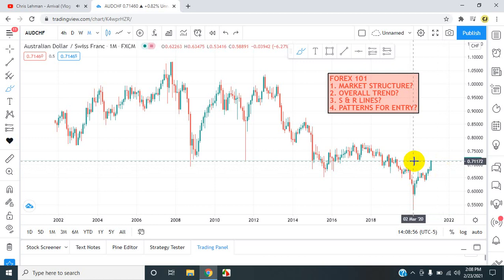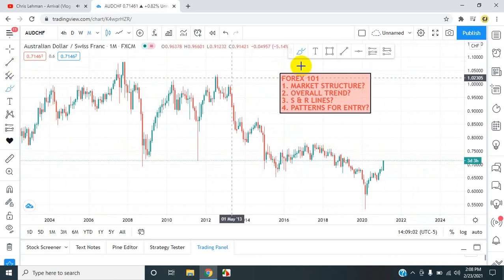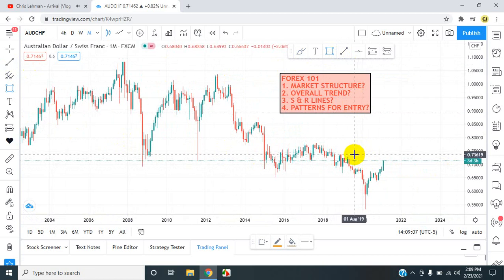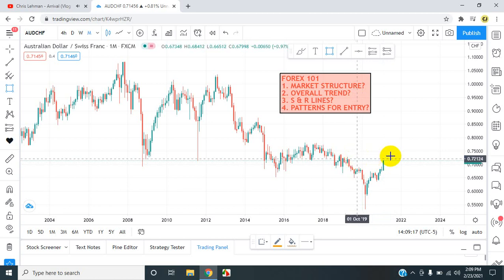Number two, we are identifying the overall trend. So what we're going to do is grab our square box and look for price action. And we're going to say, okay, if price action breaks the next level above of higher highs, what's the next level it's going to go to? So once the market breaks this, the next level will look like somewhere here.